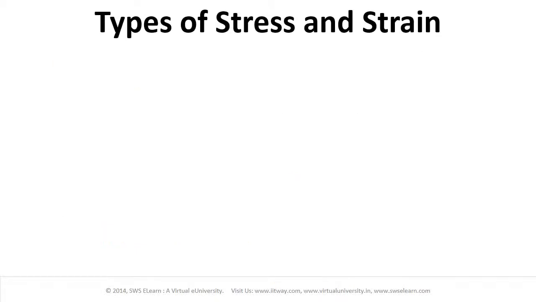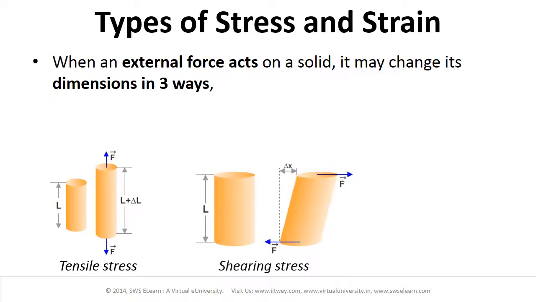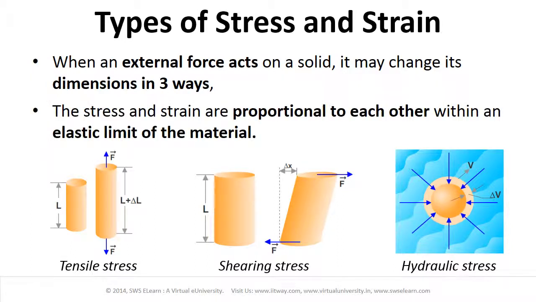Types of stress and strain. When an external force acts on a solid, it may change its dimensions in three ways. The three deformation types have the concepts of stress and strain in common. The applied forces in all three cases produce deformations in the bodies. The stresses and the corresponding strains take different forms in these three situations, but the stress and strain are proportional to each other within an elastic limit of the material. We will know more about elastic limit in a short while.